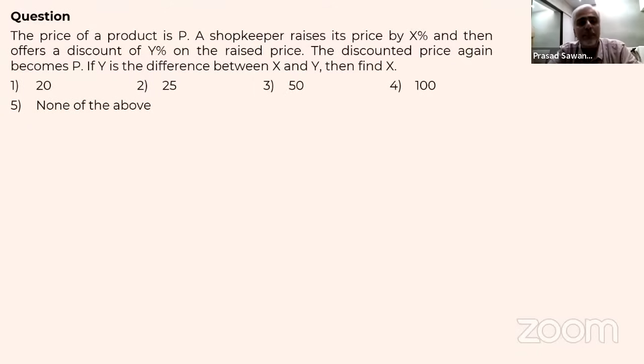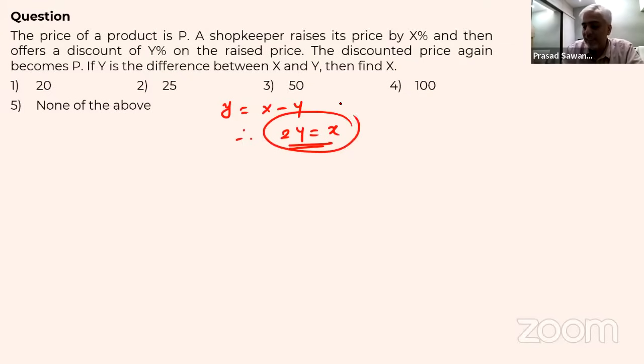The price of a product is P. A shopkeeper raises it by X% and then offers a discount of Y%, and the discounted price again becomes P. So after increasing the price and then decreasing it, it comes back to P. Y is the difference between X and Y. Let's first take this part. If Y is the difference between X and Y, it simply means 2Y is X, or X is double of Y.